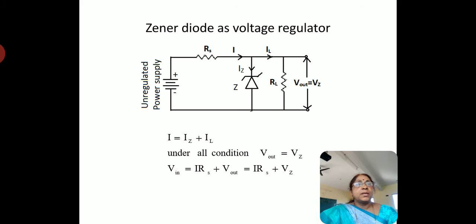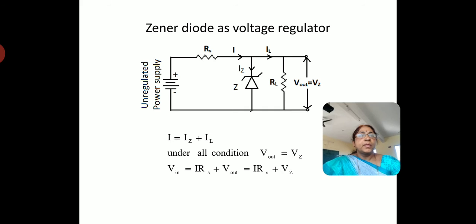From Kirchhoff's current law, as this current enters, part of the current enters the load and part of the current enters the Zener diode. So the current in the Zener diode is Iz, and through the load is IL. Therefore, I is equal to Iz plus IL. In all conditions, the output voltage across the load is exactly equal to the Zener voltage, because the load resistance is in parallel with the Zener diode. So whatever the voltage across the Zener, it will appear across the load resistance.